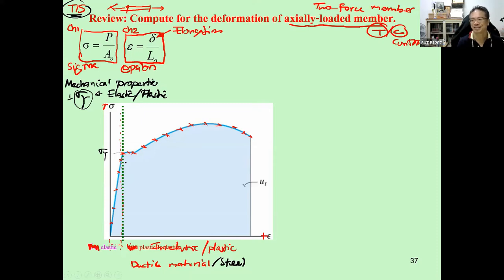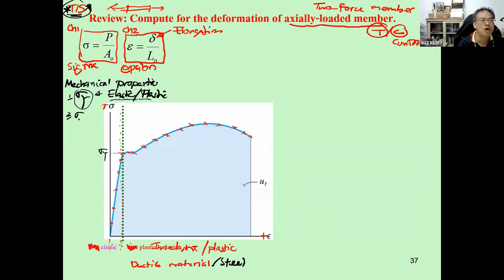Theoretically, it would be the elastic limit. But the elastic limit, the yielding and the proportional limit are so close. And for convenience of the application, the standard such as the Thai Industrial Standard sets sigma sub y to be the mechanical property that is used to separate these two behaviors.